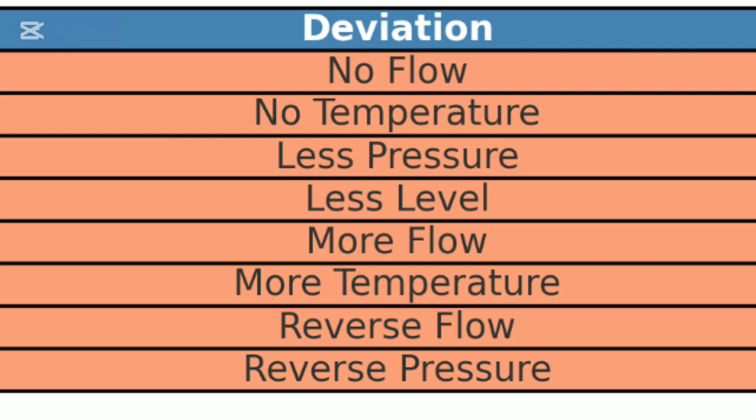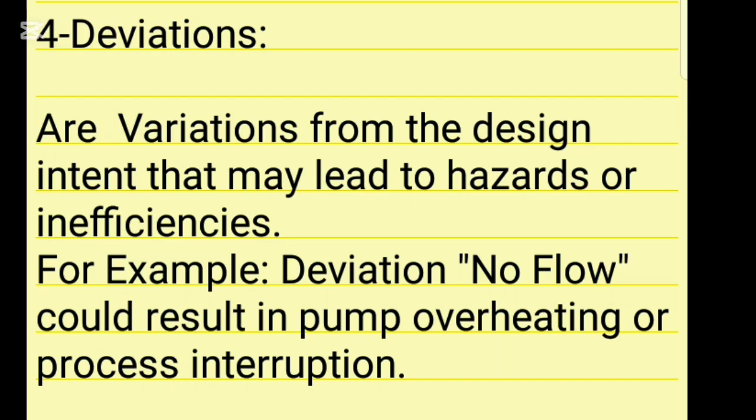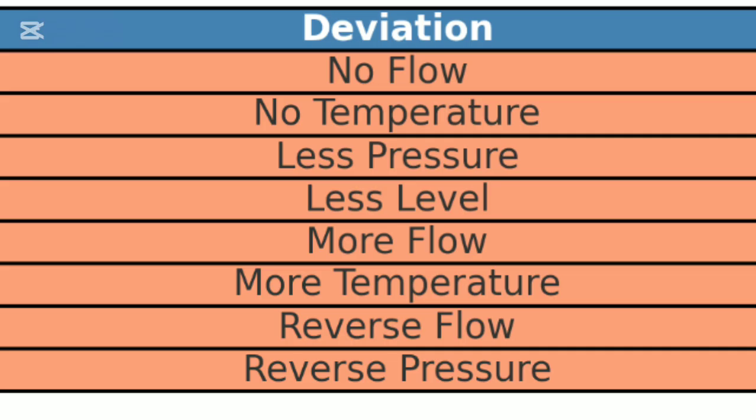Deviation is the next term. Deviations are variations from design intent that may lead to hazards or inefficiencies. For example, the deviation no flow could result in pump overheating, process interruption, or process upset.